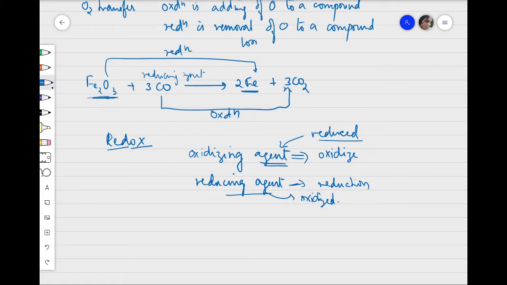And conversely നമുക്ക് ഇതും പറയാം, Fe2O3 is an oxidizing agent because it facilitated the oxidation of carbon monoxide to carbon dioxide and in the process got reduced. Okay, വേറൊരു രീതിയിലും പറയാം, oxidizing agent gives oxygen, reducing agent removes oxygen. You can just look into that.